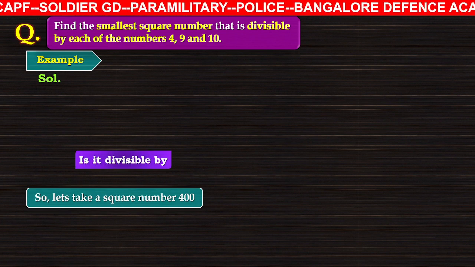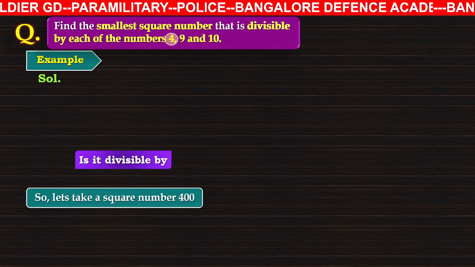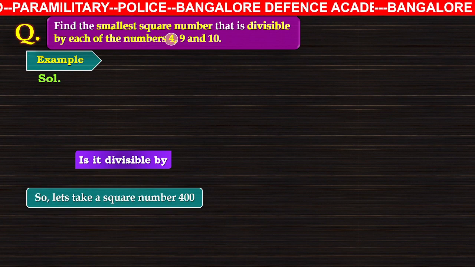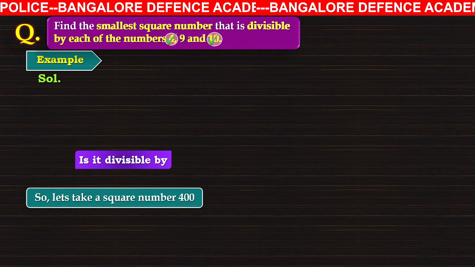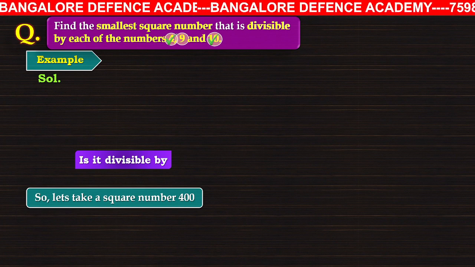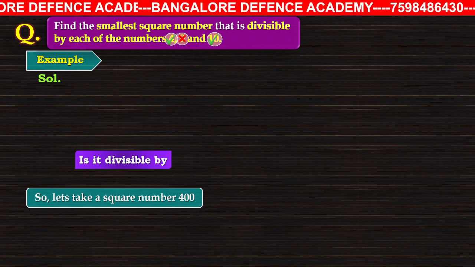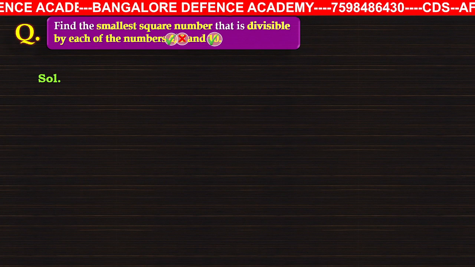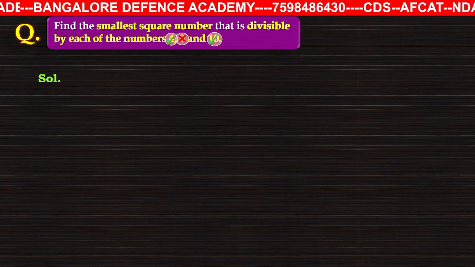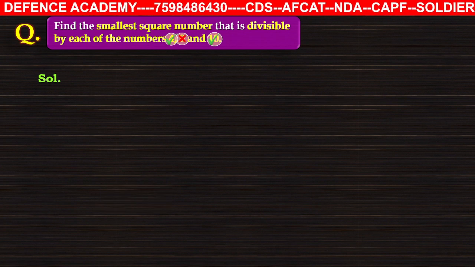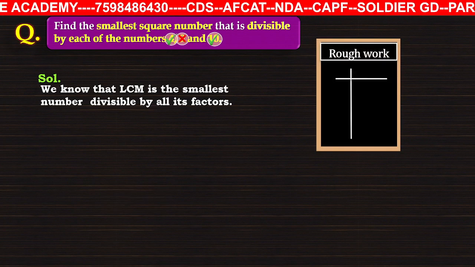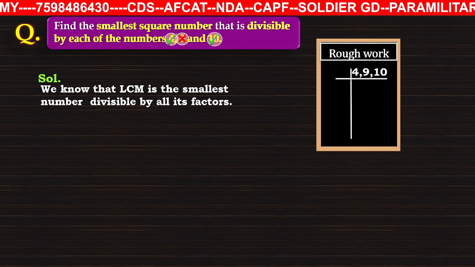I very well know that 400 is divisible by 4. So you can see on the question, I'm giving a green tick here. 400 is divisible by 4, and 400 is also divisible by 10. But unfortunately, 400 is not divisible by 9. So what should I do in this kind of question? First, let us find the LCM. So what is the LCM of 4, 9 and 10? This is the way you're going to move forward.